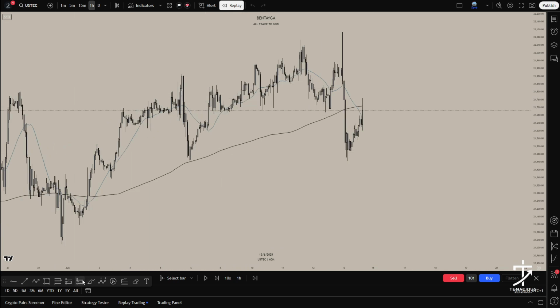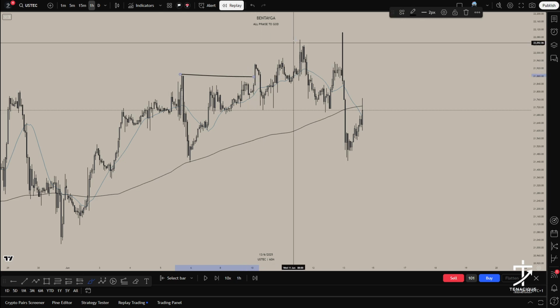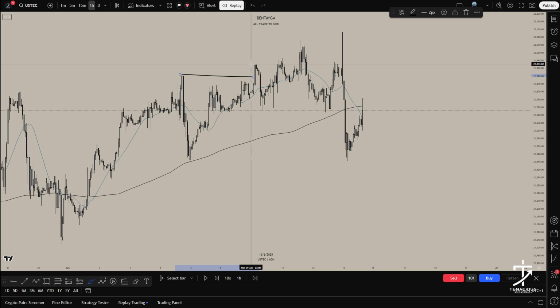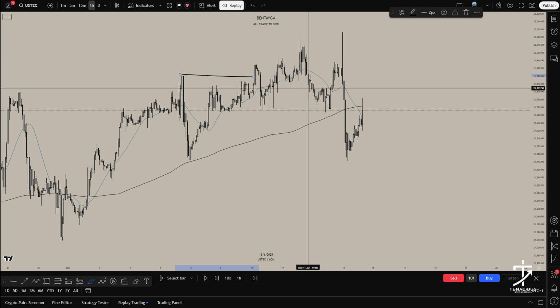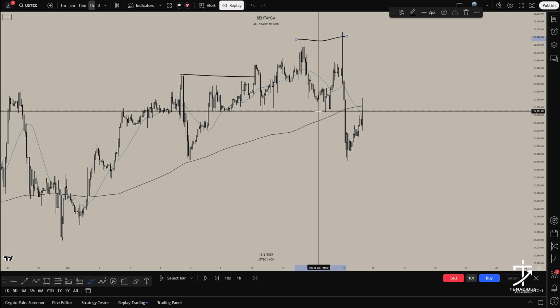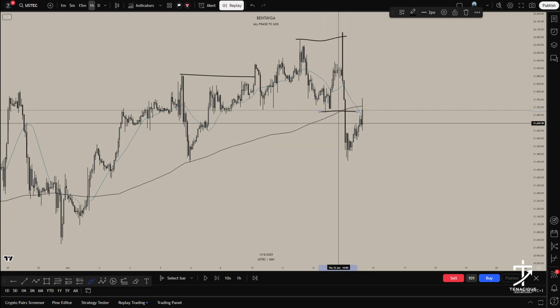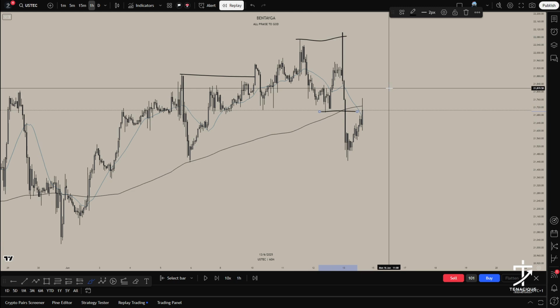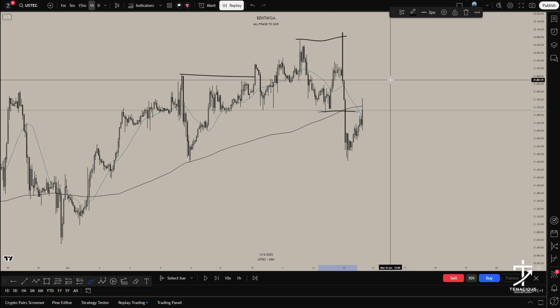So we had this high that got taken out. Then you could say this high got taken out, but I'm not going to use this section here. Then we had this high that got taken out, and then this low got taken out. So already that's a flip. But what do you all know the first flip to be? It tends to be a fake flip.